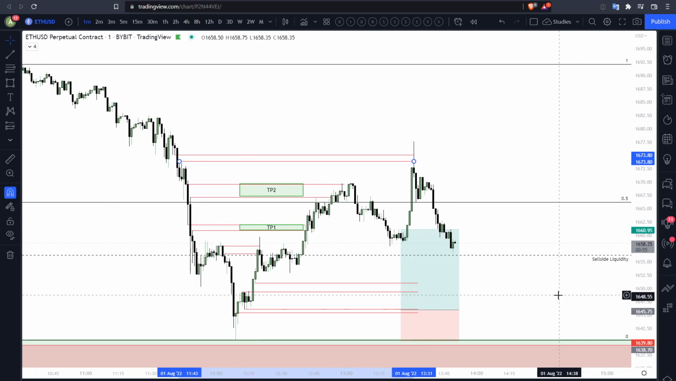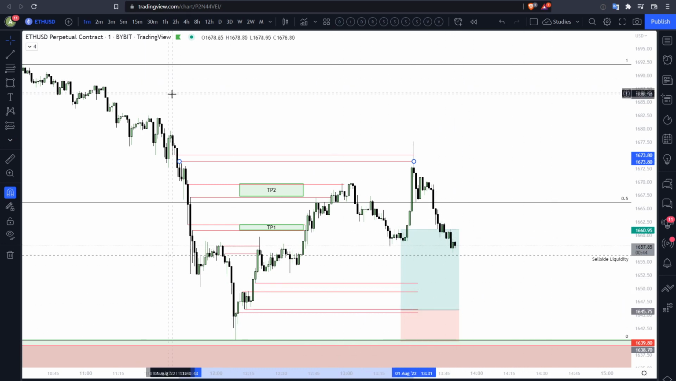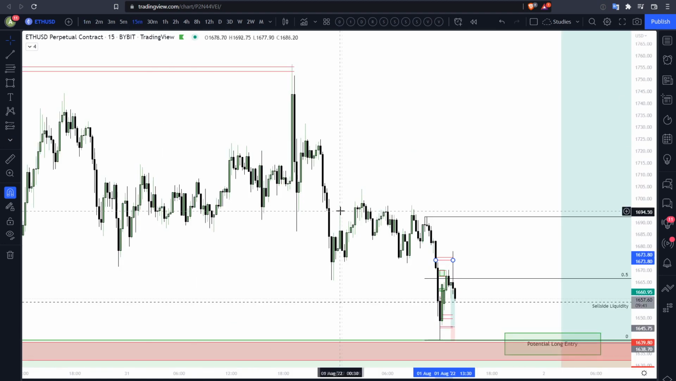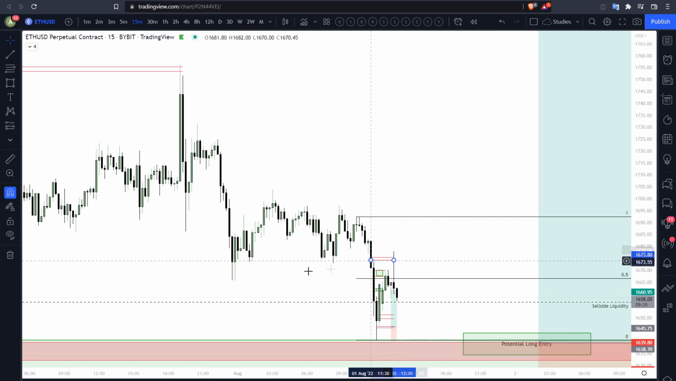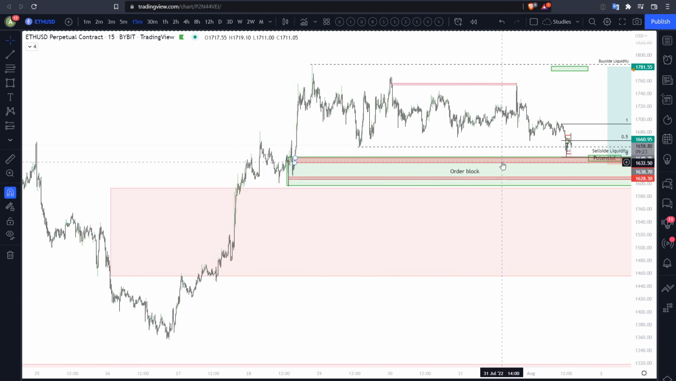Alright, we can see that the price is returning back down, but what I'm thinking now is that this long setup is no longer good. I'll explain why. Let's change to the 15-minute chart. On a 15-minute, we ranged, broke down, took out the sell side liquidity, bounced off of the order block on a higher time frame, order block here.